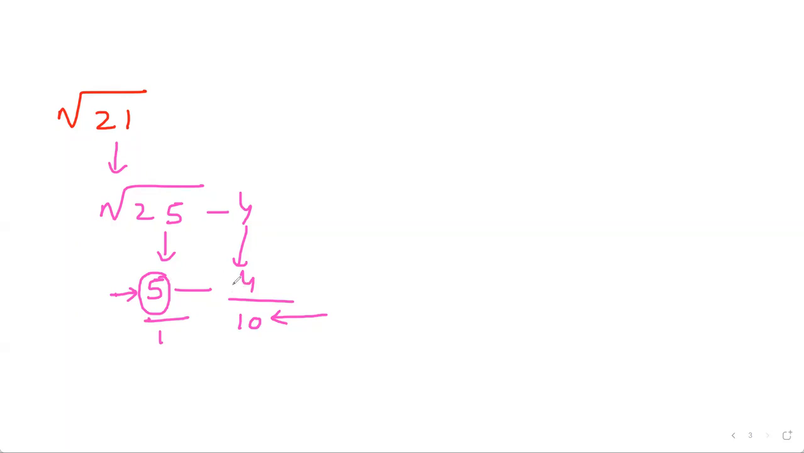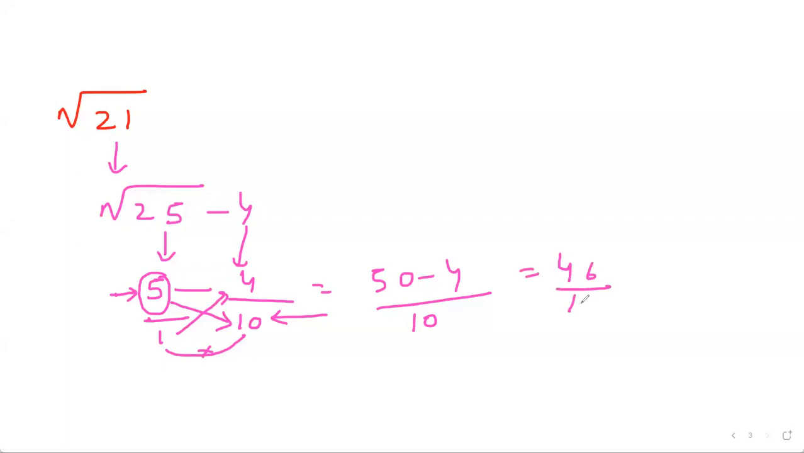If you don't know how to calculate the LCM, then simply you need to cross multiply it. 5 tens are 50, 1 fours are 4. Divide it, and now multiply 1 into 10, that is 10. You will get 46 upon 10. Approximate value is 4.6. So the approximate value of root 21 is 4.6.